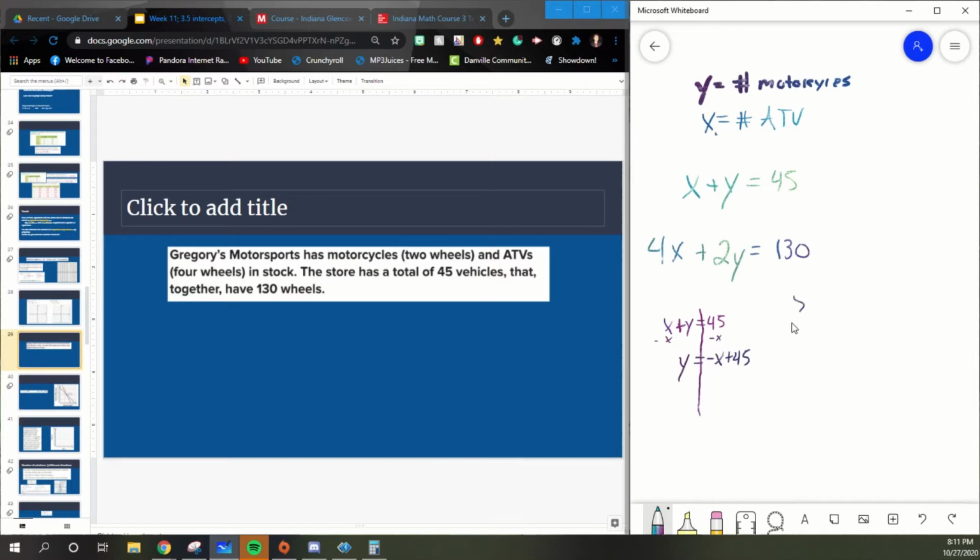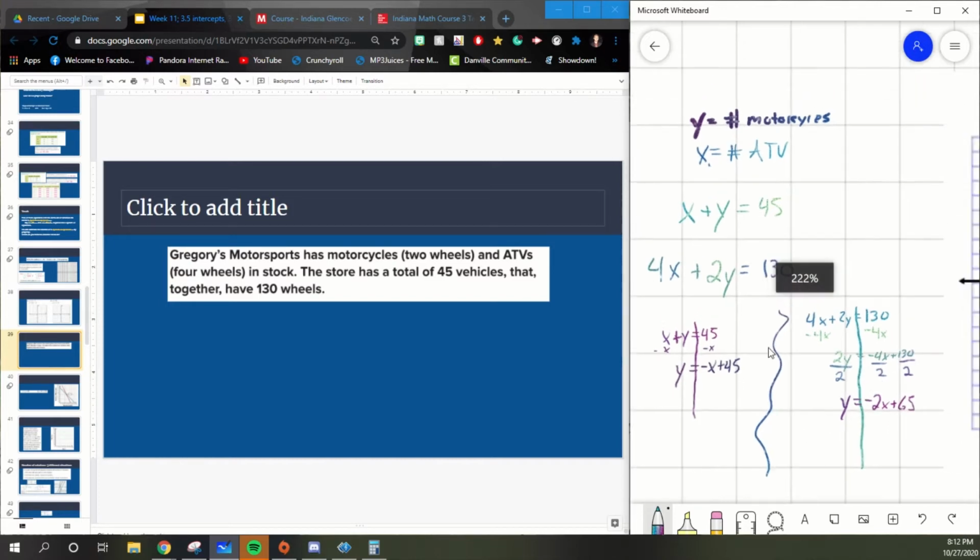The second one's slightly more difficult. We have 4x plus 2y is equal to 130. So I will subtract 4x from both sides to get that 2y by itself. And I get negative 4x plus 130. So now to get that y all by itself, I need to divide both sides by 2. So divide everything on this side by 2. And I get y is equal to negative 2x plus 65.